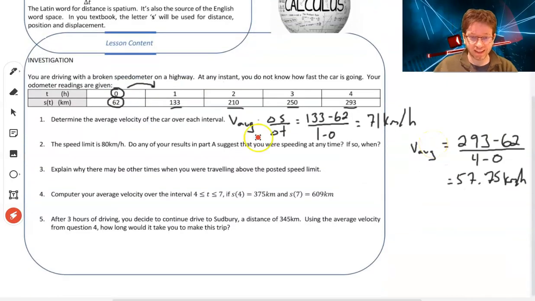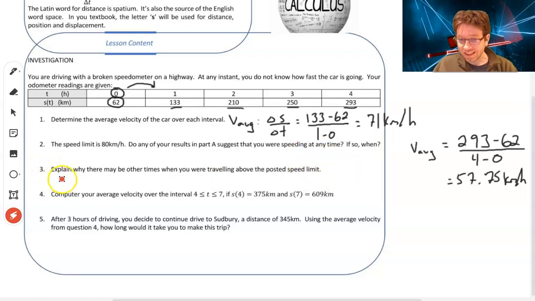So question 2 said, if the speed limit is 80 kilometers per hour, do any of the results in part A suggest that you were speeding at any time? And I don't think they do. I haven't checked the other ones, but from 1 to 2, you're going 77 kilometers per hour. From 2 to 3, 40 kilometers per hour. And then from 3 to 4, 43 kilometers per hour. So no, they don't. They certainly don't suggest that we were speeding at any time.